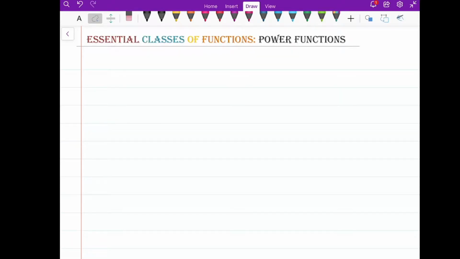This lecture is part of an online course of Calculus 1, and I'm going to talk about power functions as one of the essential classes of functions. So what is a power function? A power function looks like this.